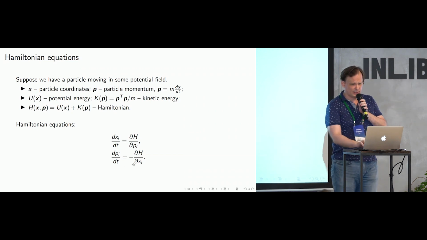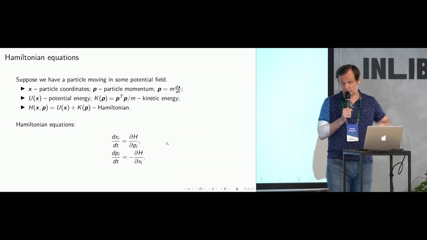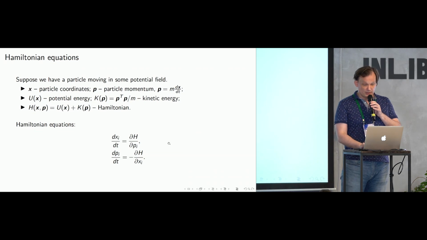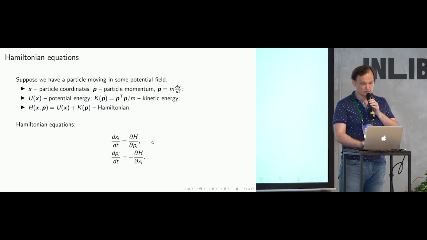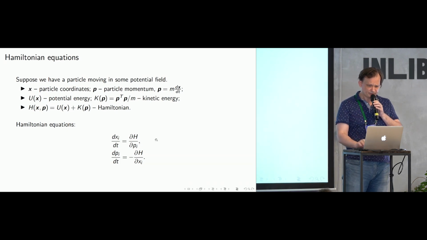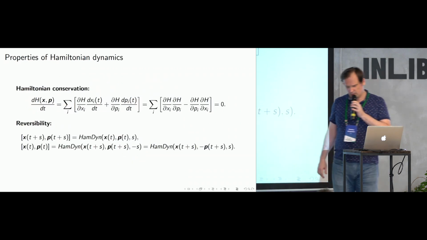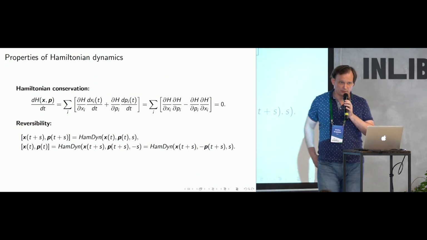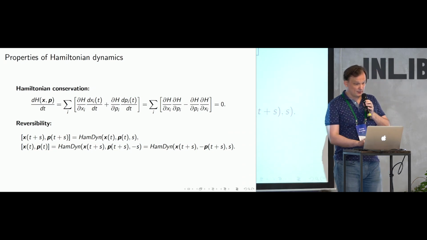is just described by this first order differential equation. So if we want to understand the trajectory, we just solve this equation starting from some initial conditions and get the result. These are called Hamiltonian equations, and there are many good properties of these Hamiltonian equations. Actually, for today, we need only two of them.